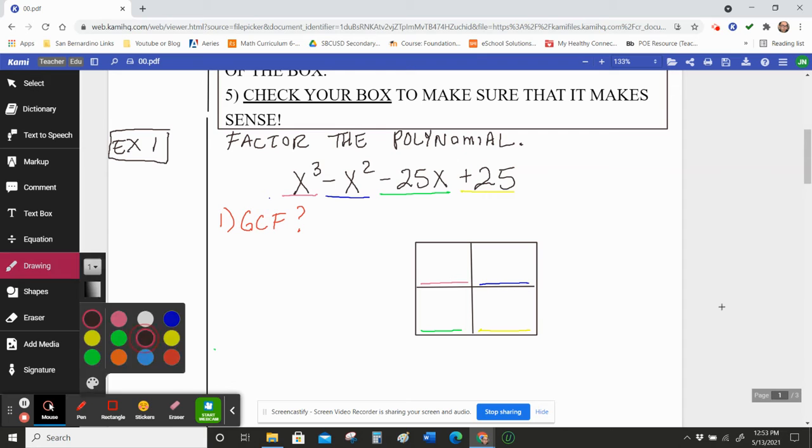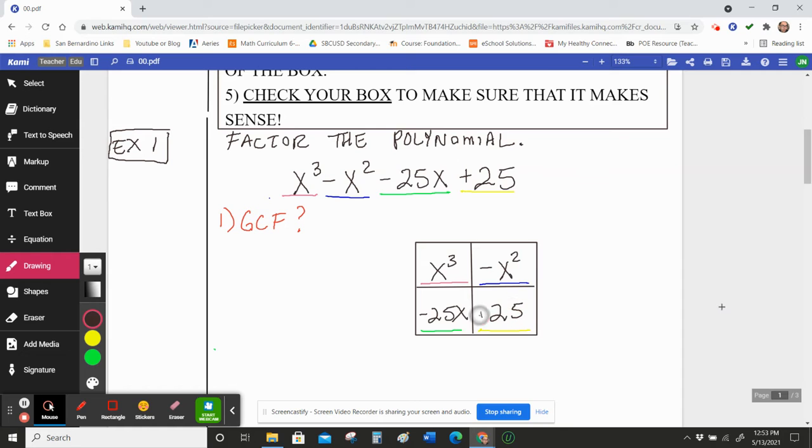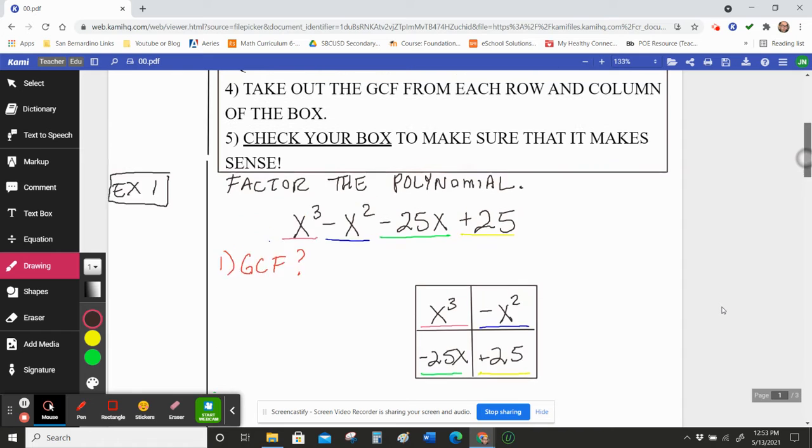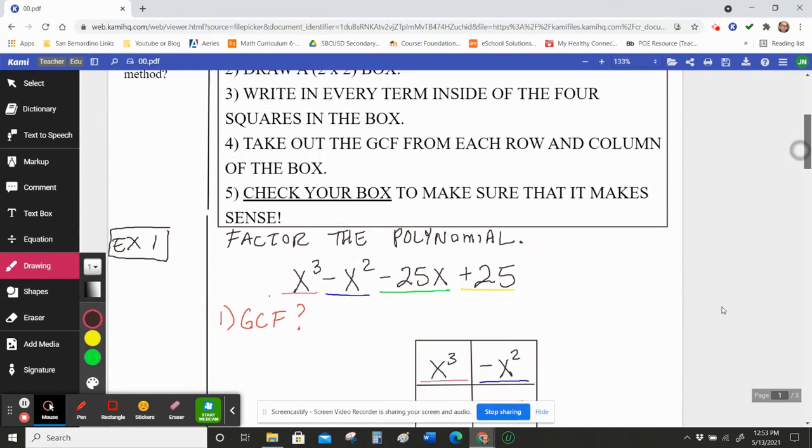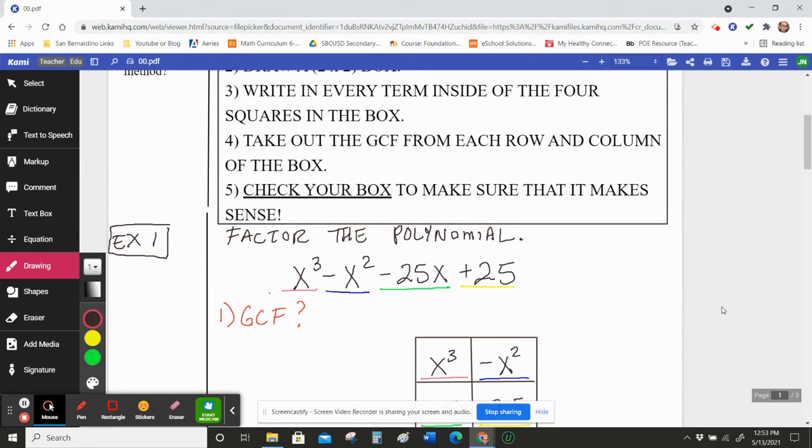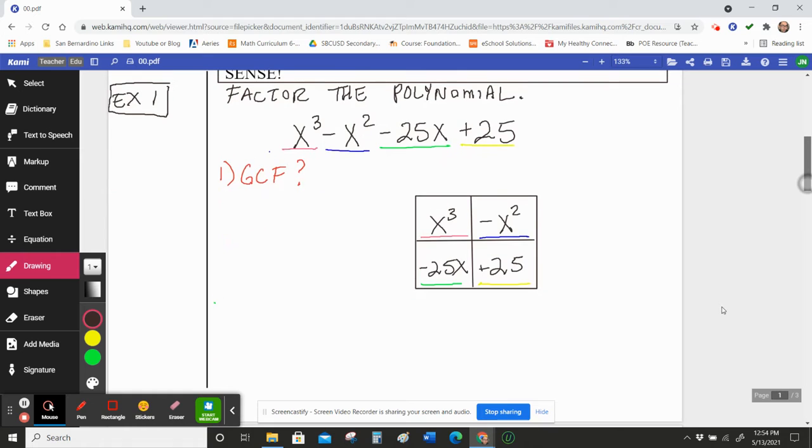Okay, so let's write that in. So this will be x to the power of 3, negative x squared, don't forget your sign, negative 25x, and then positive 25. So now I have put every single term inside of my box. So what is the next step? Next step is we need to take out the greatest common factor from each row and each column of the box. So we need to go through and check every single row and every single column to see what we can take out. We're basically doing multiplication in reverse.